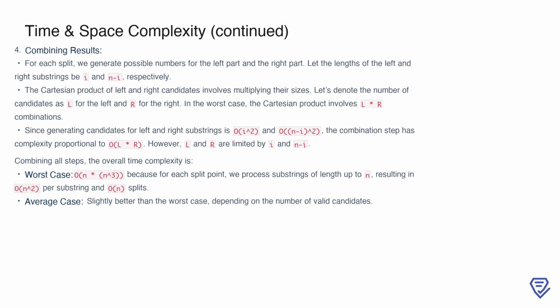This comes from processing each split point, where substring lengths can approach n, leading to n squared operations per substring and n splits. In the average case, the complexity improves slightly because the number of valid candidates is typically smaller.